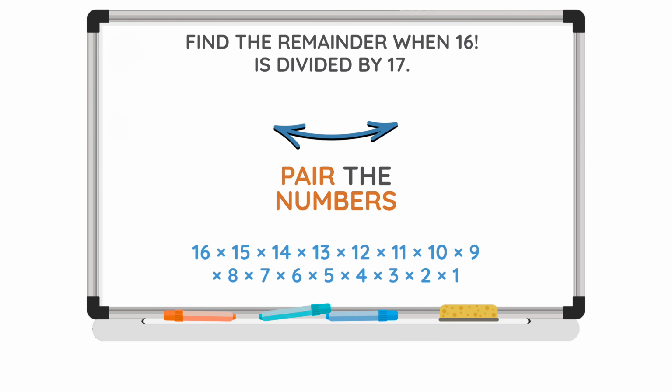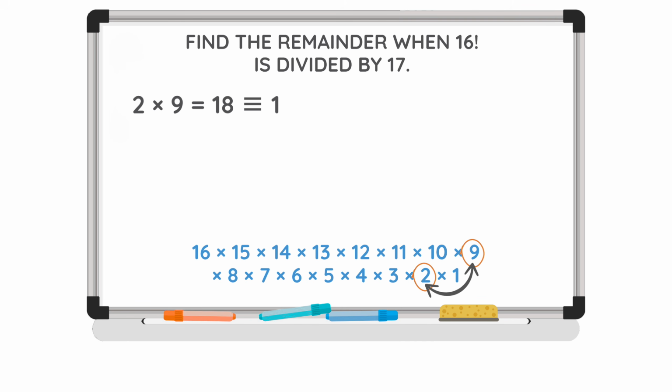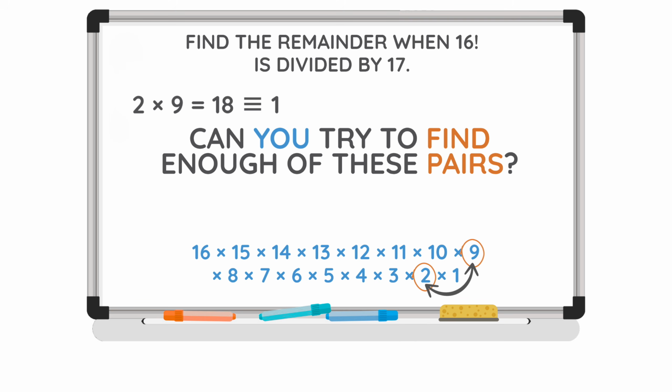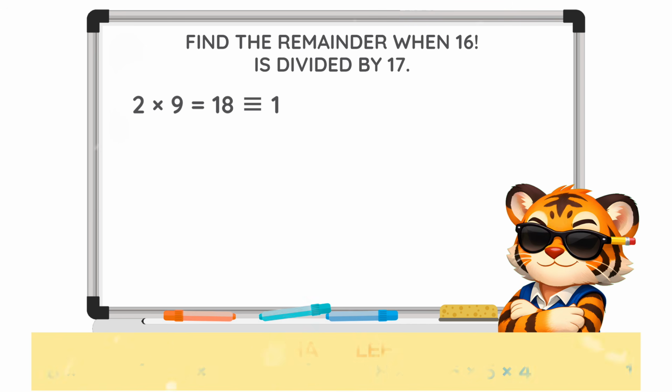First, pair the numbers so each pair multiplies to just over a multiple of 17. 2 times 9 is 18, 1 more than 17, so it leaves a remainder of 1. A pair worth 1 might as well not be there. Now, can you try to find enough of these pairs? Then, you'll see that almost everything cancels. Let me show you how it's done.